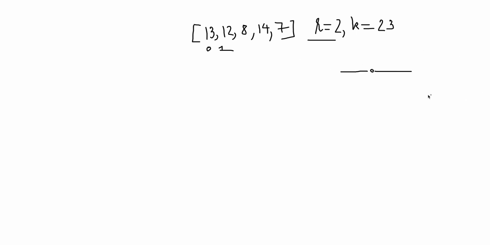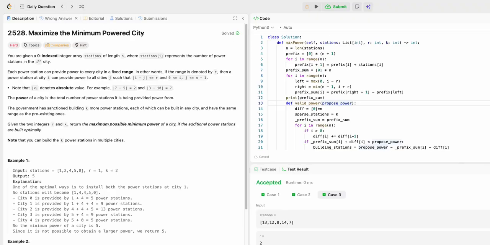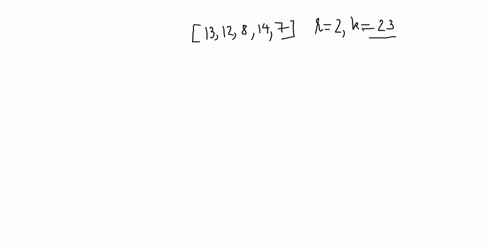And we still have another parameter, which is k. It means that we can build k more power stations to satisfy the given problem. Our task is to find the maximum possible minimum power of the cities using k, that is, what is the maximized minimum power. One thing I must note here is that we must use all of the k.